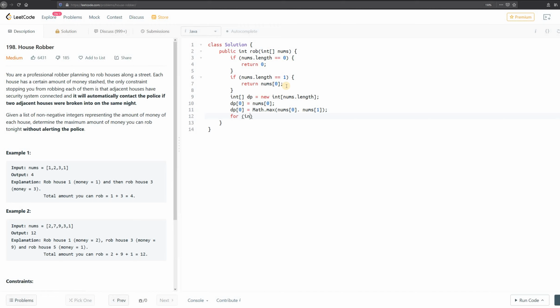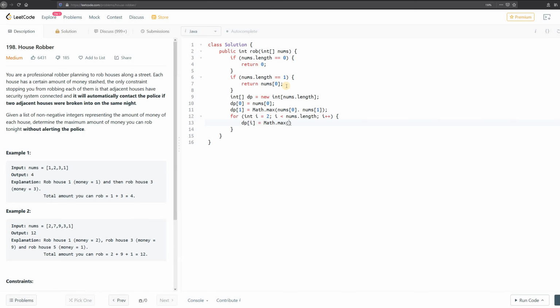So for int i equals to, sorry, there is a mistake here. We have already set the 0th and the first index, so we'll start from 2 and go to nums.length and do i++. Now we are going to populate our table. So how should we populate it?